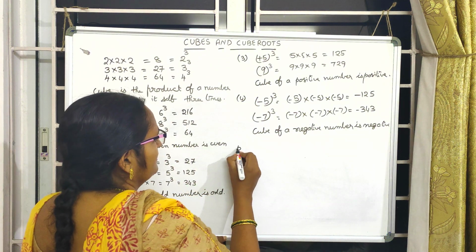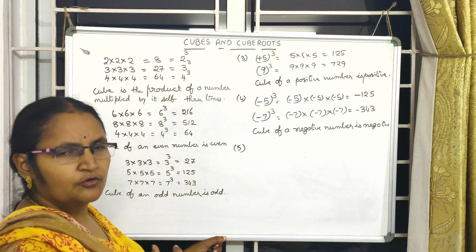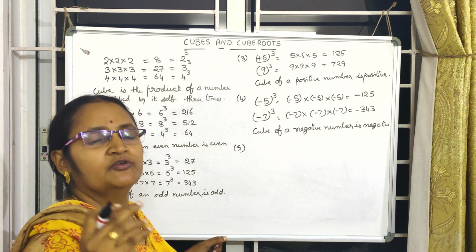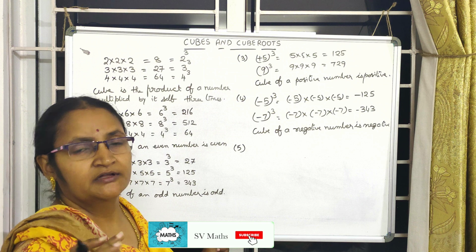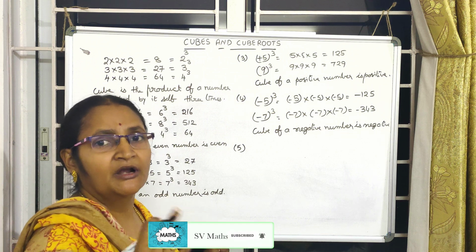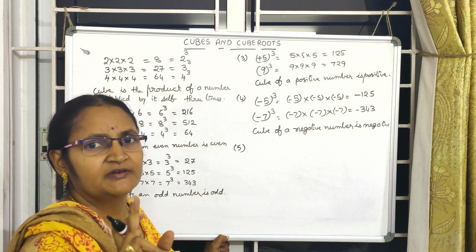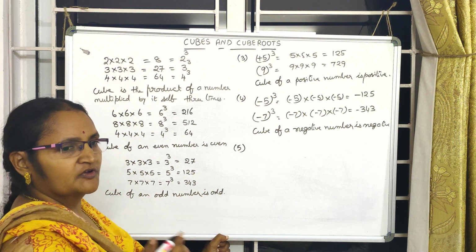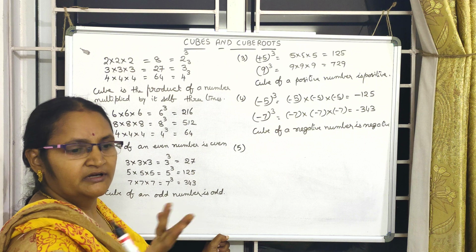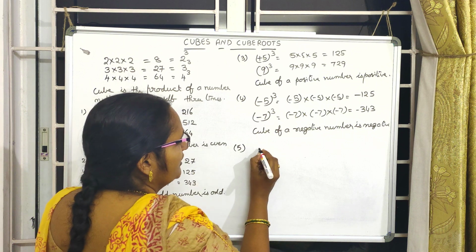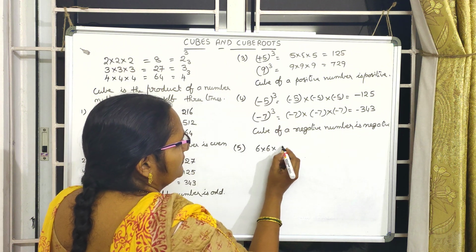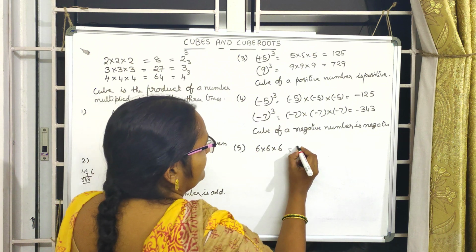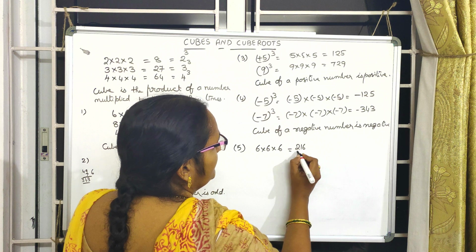Now, one more thing. The cube of any number which is a multiple of 2 must be divisible by 8. Cube of any number which is a multiple of 2 is always divisible by 8. Take any number which is a multiple of 2. 6 is a multiple of 2, right? In the 2 tables, 6 will come. So cube of that number, once you verify, 6 times 6 times 6, how much is this? 36, 36 times 6 is 216.